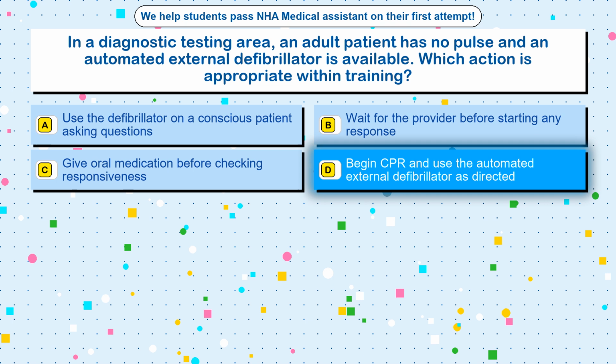The correct answer is option D, begin CPR and use the automated external defibrillator as directed.